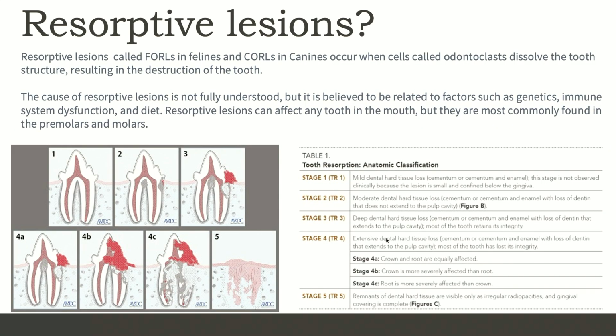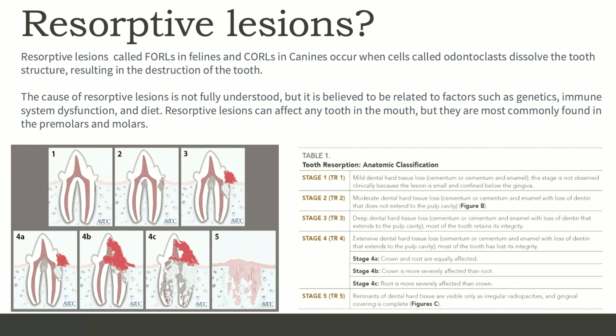So then there is also something to note called resorptive lesions, called FORLs in felines or CORLs in canines, and they occur when cells called odontoclasts dissolve the tooth structure, resulting in the destruction of the tooth. And this can cause pain, inflammation, and infection in the affected tooth and surrounding tissues. Now, the cause of resorptive lesions is not fully understood, but it is believed to be related to factors such as genetics, immune system dysfunction, and diet.